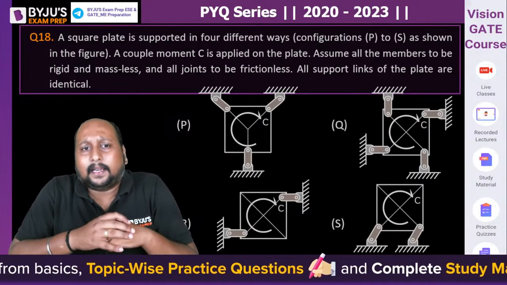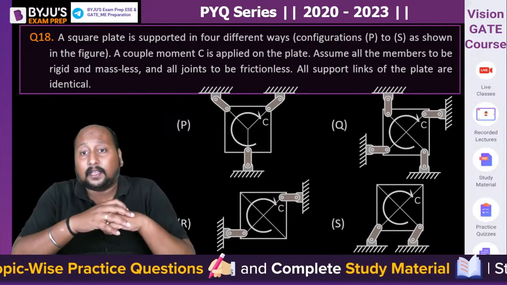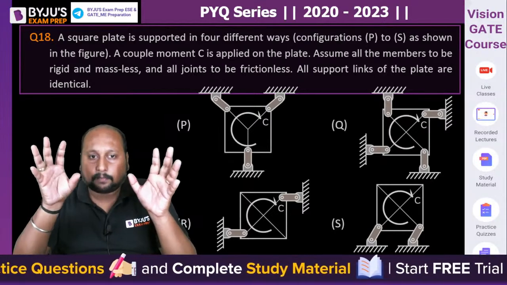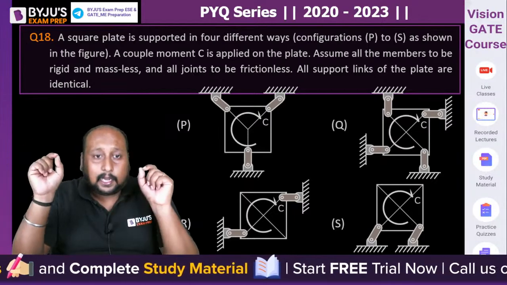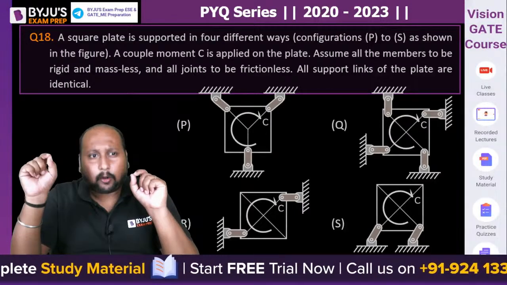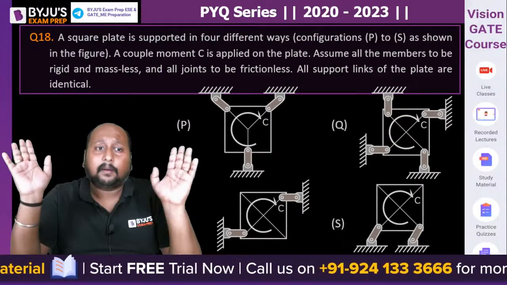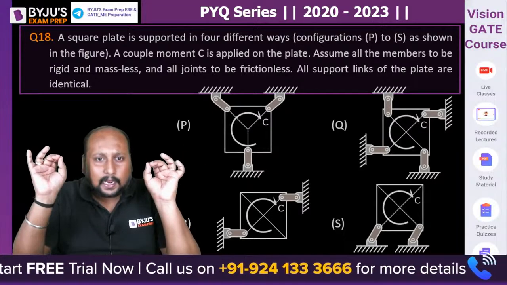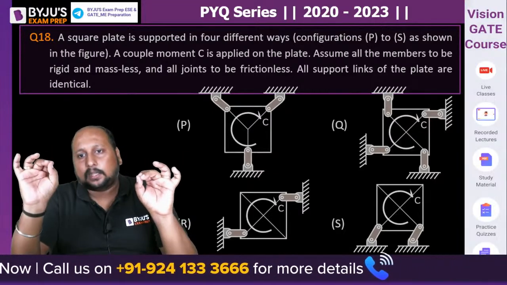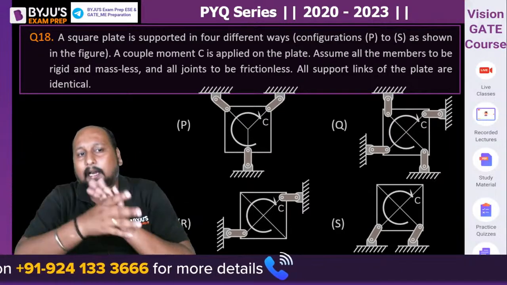A square plate is supported in 4 different ways, P to S. There are 4 configurations, P, Q, R, and S. A couple moment C is applied on the plate. Assume all the members to be rigid and massless, and all joints are frictionless. All the support lengths of the plate are identical.